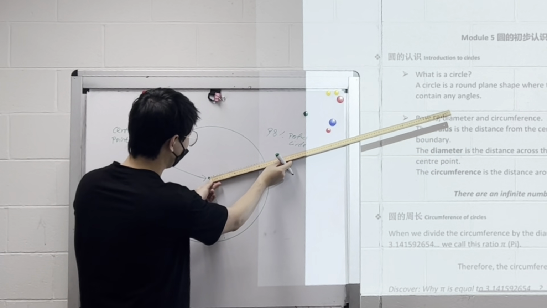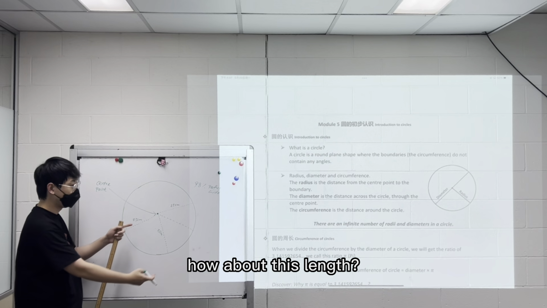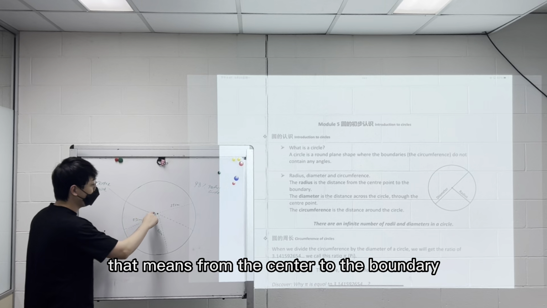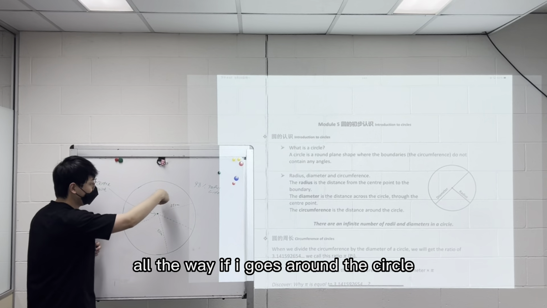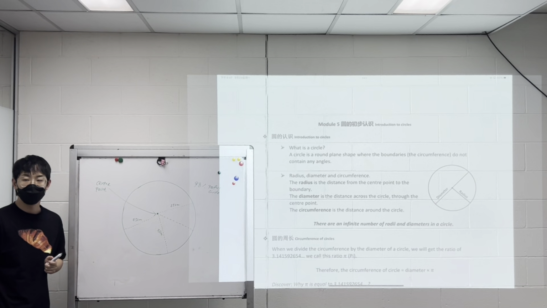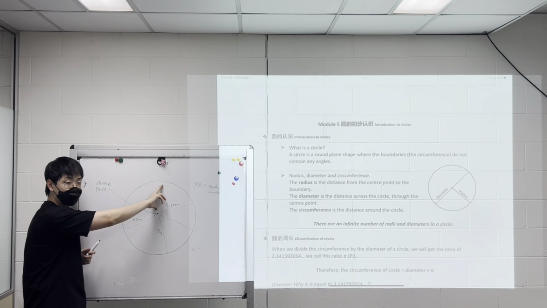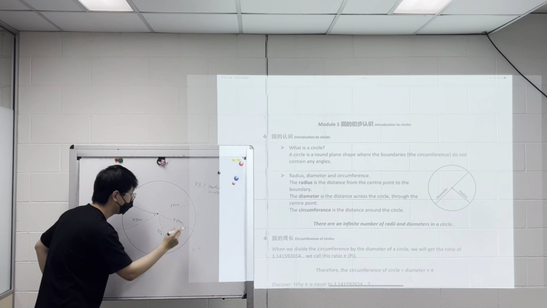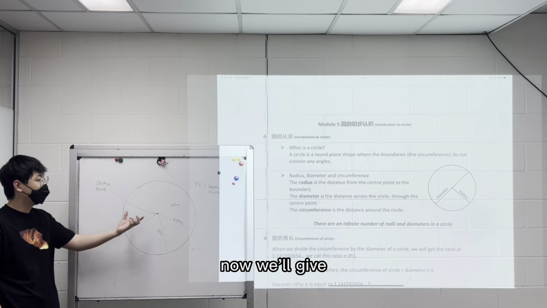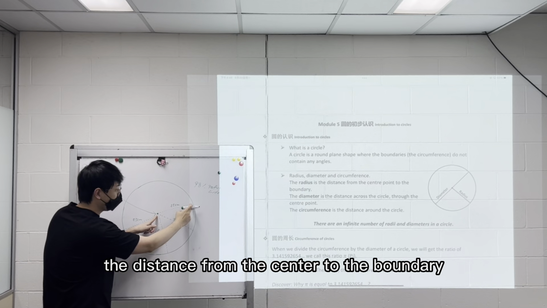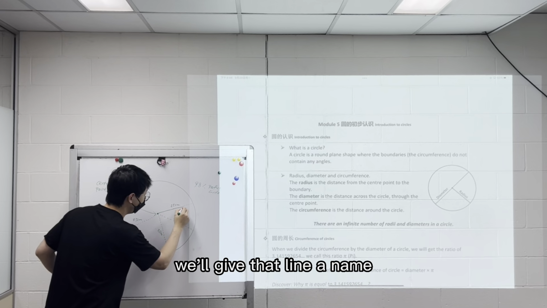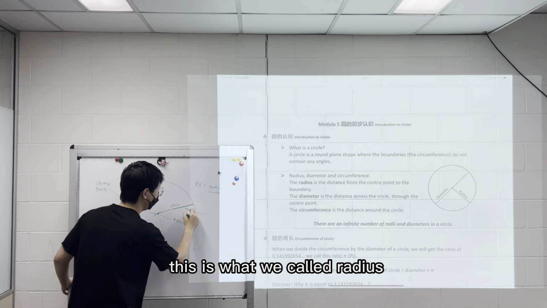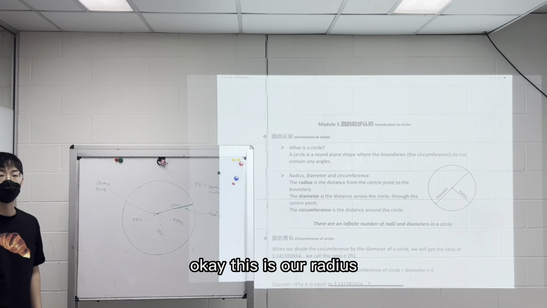That means this distance here must be 25. Let's see. Right? 25. How about this length? 25. Okay, what have you found out? That means from the center to the boundary, all the way around the circle, the distance is always 25. So that's 25 as well. Now, we'll give the distance from the center to the boundary, that line, a name. Very good. This is what we call a radius.